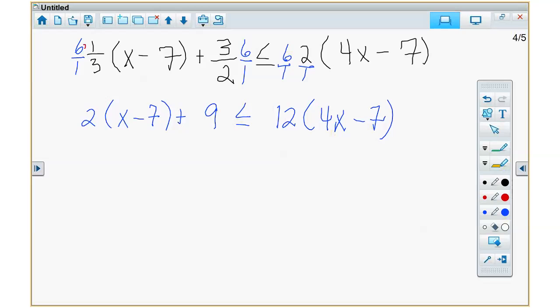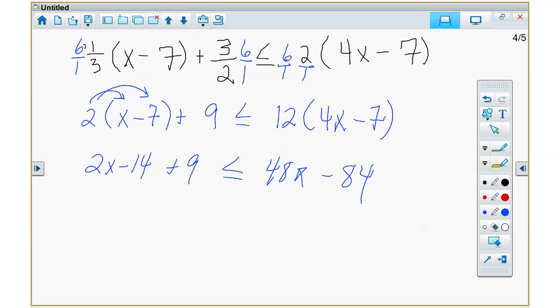Now multiply through. 2x minus 14, plus 9, less than or equal to 48x minus 84. Good gracious, y'all are actually doing this. Well, I'm going to have to get some more problems up here to discourage y'all. Negative 14 plus 9 is what? Now finish it. You should be able to finish it now.